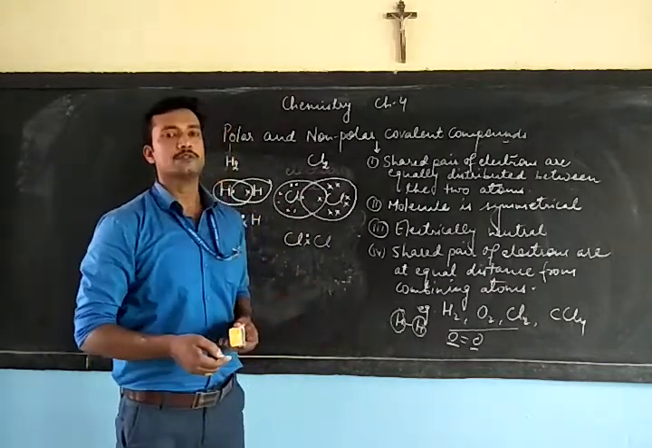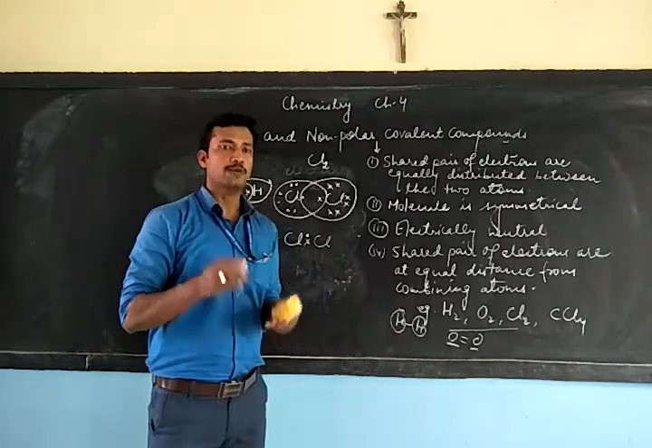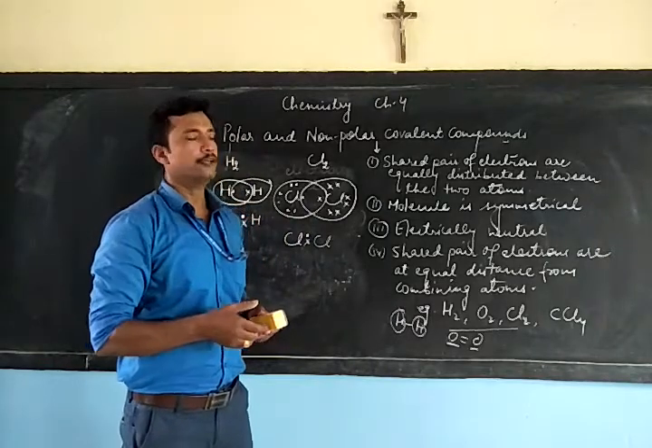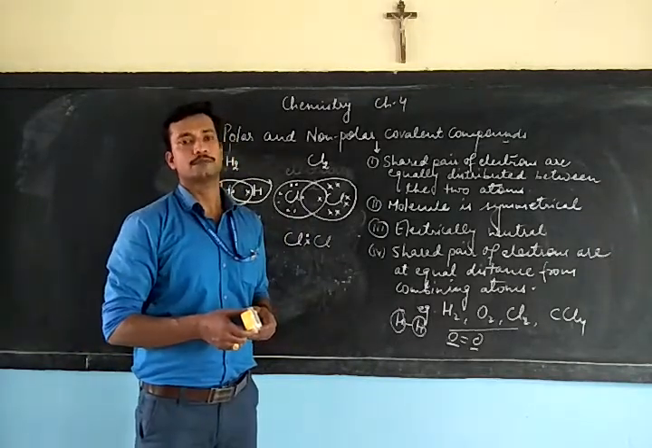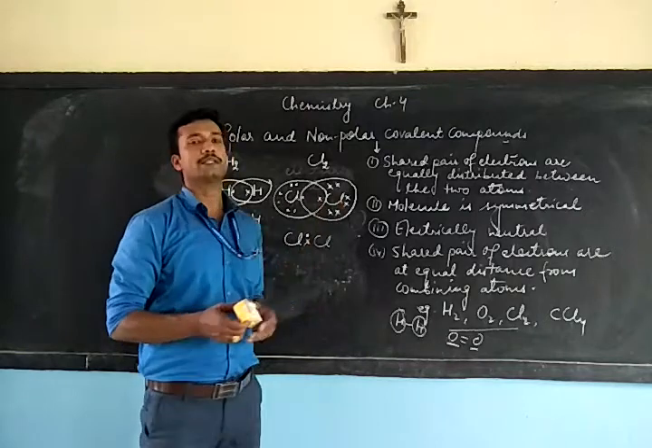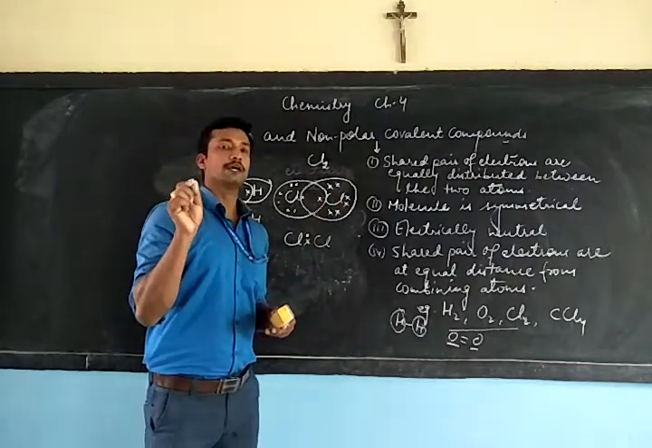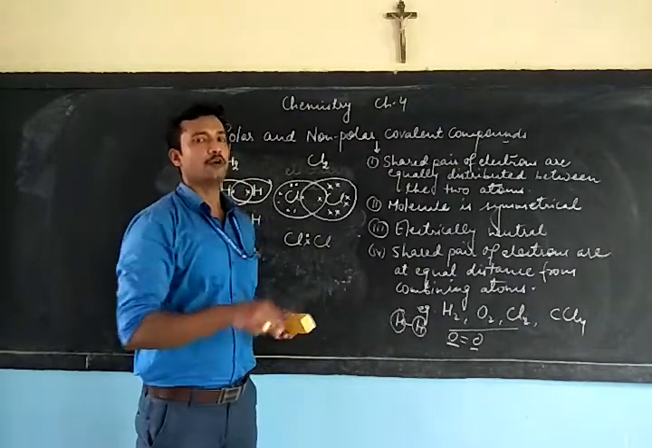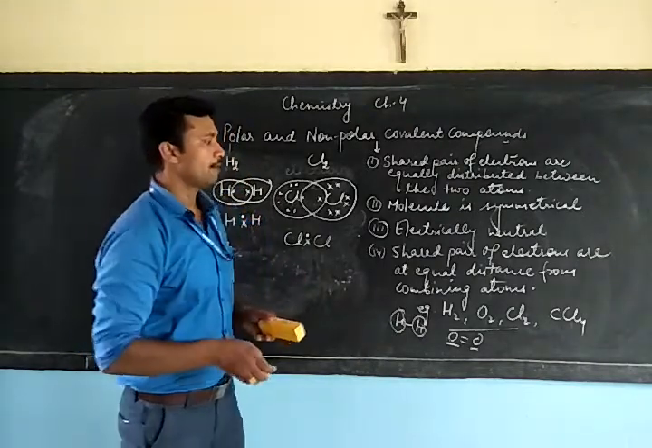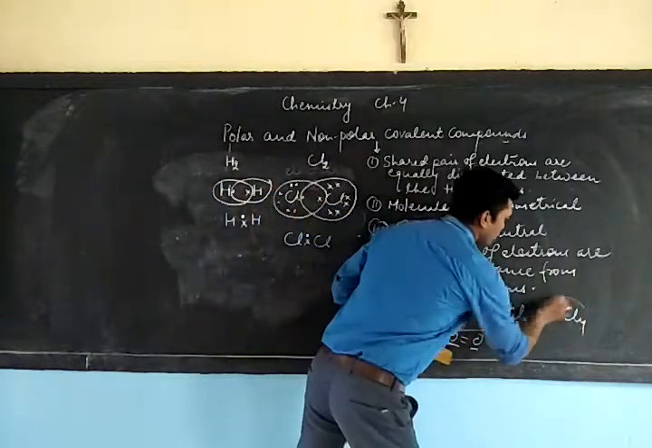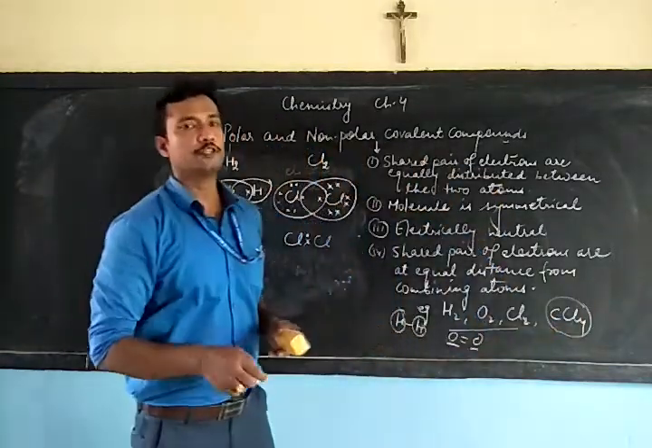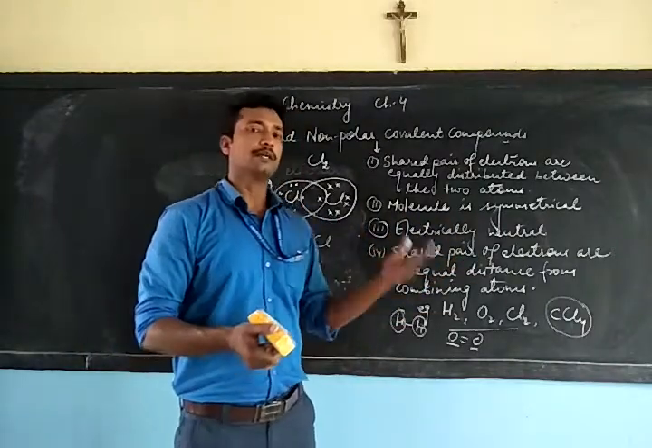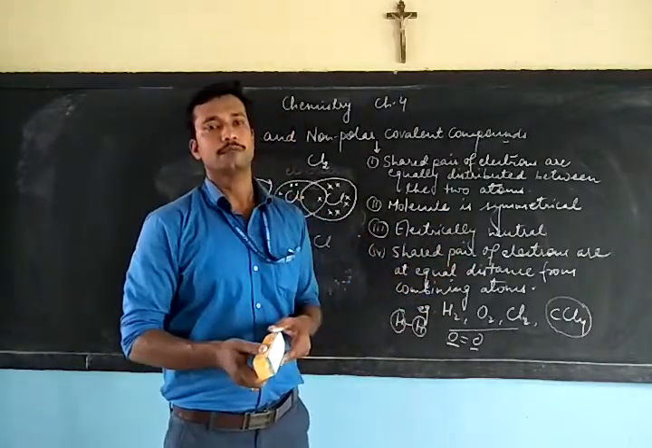So such compounds where the shared pair of electrons will lie at the same distance between the two combining atoms will be non-polar covalent compounds. And you should remember one thing, that non-polar covalent compounds cannot dissolve in water, because water is a polar covalent compound. For example, if you want to dissolve carbon tetrachloride in water, it won't be dissolved because carbon tetrachloride is non-polar and water is a polar compound.